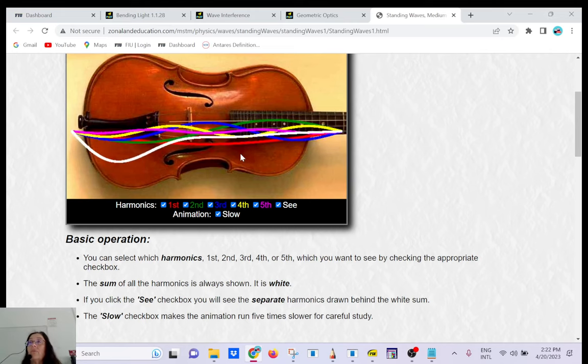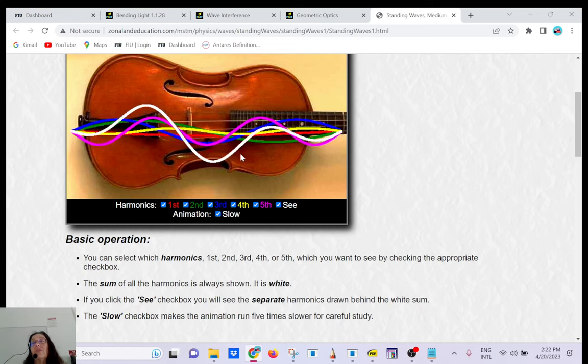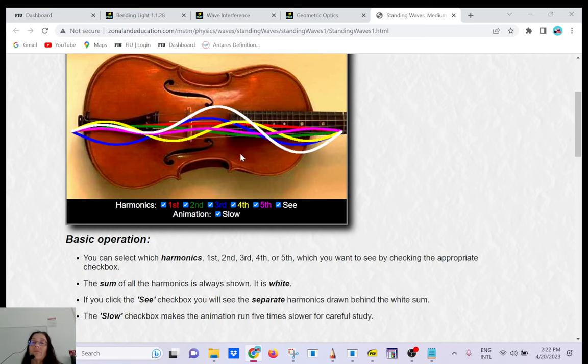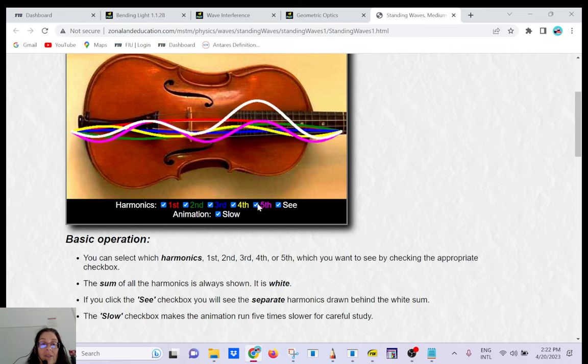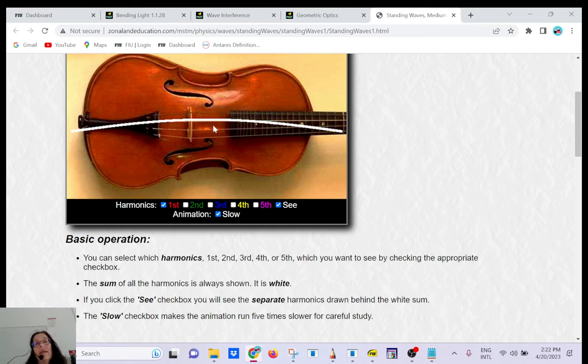So the pitch is the frequency, but the timbre, that's what you hear. So you can tell apart a piano from a violin, for example, right? The fundamental is just the first harmonic, the first standing wave that you make. That's going to give you the pitch. So that's just the idea.